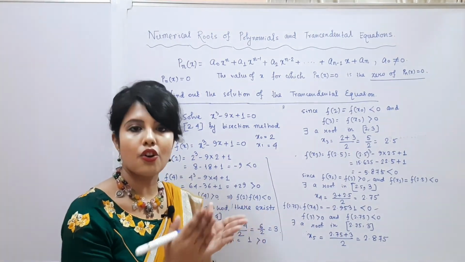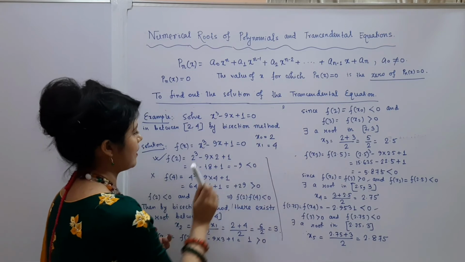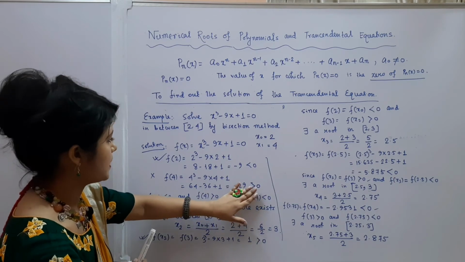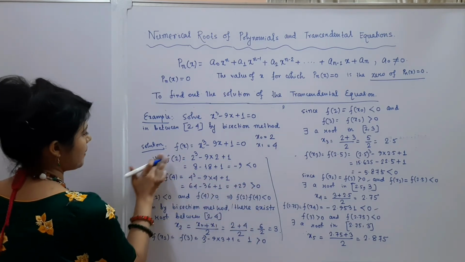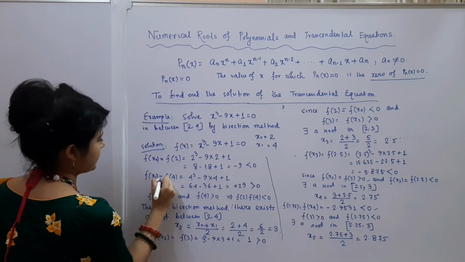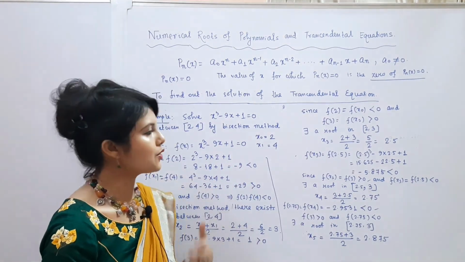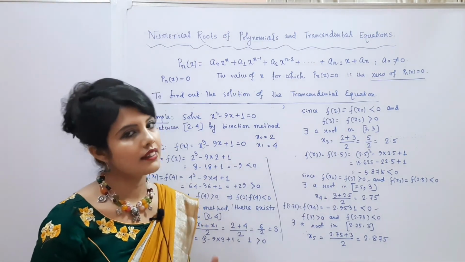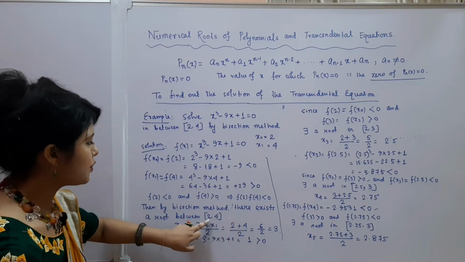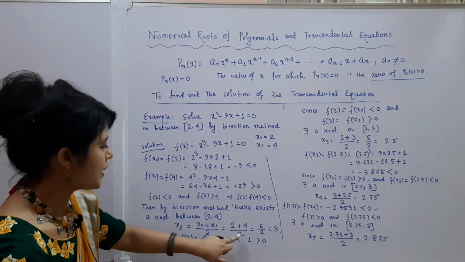I do it by finding the nature of f of x at the corners of the interval. The corners of the interval are x0 equal to 2 and x1 equal to 4. f of 2 is negative and f of 4 is positive, that is, f of x0 is negative and f of x1 is positive. So they are of opposite signs, and by the bisection method there exists a root between 2 comma 4. This root can be named x2, which is x0 plus x1 by 2, that is 3.